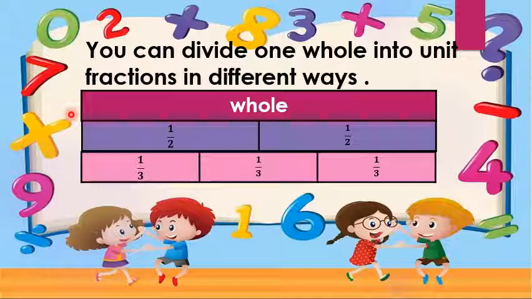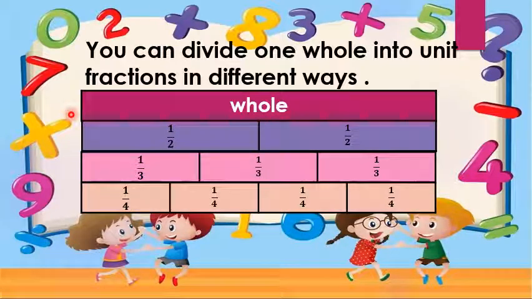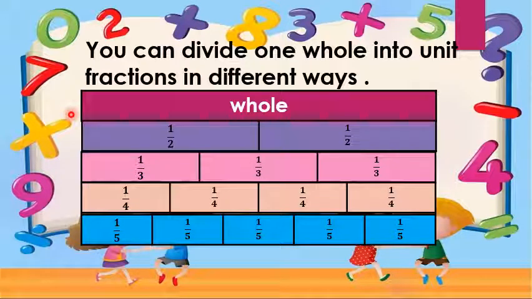We can divide one whole into 4 fourths. Of course. We have 4 fourths, so we will write 1 out of 4 for each. We can divide one whole into 5 fifths or 5 equal parts. We have 5 equal parts. So for the first we will write in numerator 1 out of 5. The denominator will be 5, and so on.